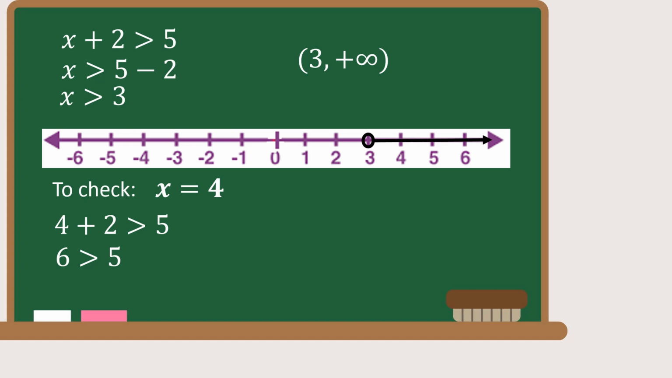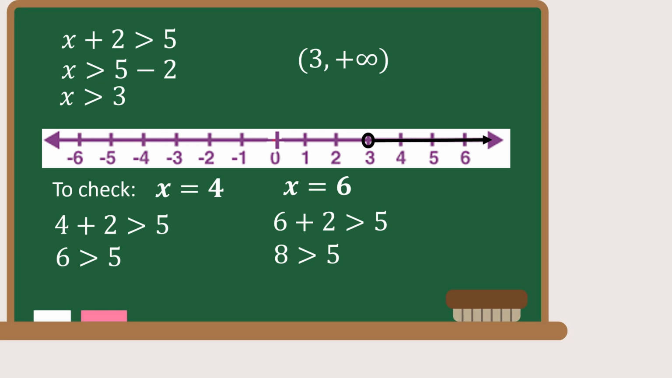Next, we have x equal to 6. We will substitute to x plus 2 is greater than 5. Therefore, we have 6 plus 2 is greater than 5. 6 plus 2 is 8. Therefore, we have 8 is greater than 5. Is the statement true or false? Very good. It's true.